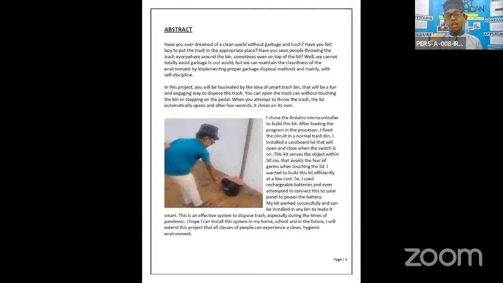I fixed a cardboard lid that will open and close when the switch is on. This sketch senses an object within a 50 centimeter range, which avoids the fear of germs when touching the lid. I wanted to build the kit efficiently at a low cost, so I used rechargeable batteries and even attempted to connect it to a solar panel. My kit works successfully and can be installed in any bin to make it smart.